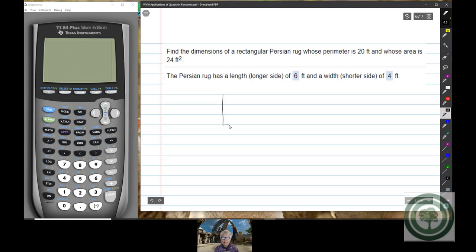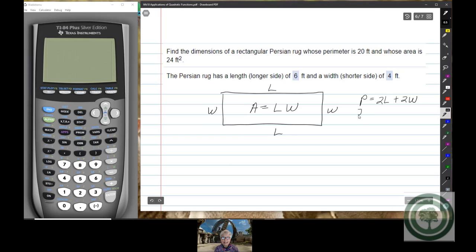So Persian rugs are rectangular. So you've got length and width, and length and width. And what do we know? We know that the perimeter, if you add the four sides together, you get 2L plus 2W. And the area equals length times width.